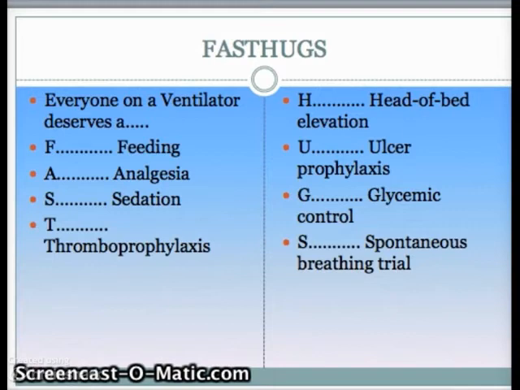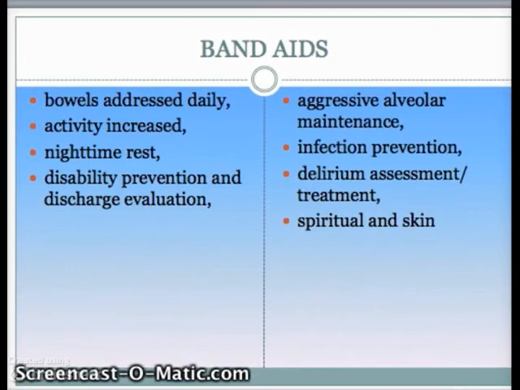Things to think about for these patients: feeding, analgesia because they still may be in pain, sedation, preventing thrombophlebitis, head of bed elevation, ulcer prophylaxis, making sure that they have good glycemic control, because even though a patient is not diabetic, the higher their blood glucose level goes in response to stress, the worse they heal. They also will give these patients spontaneous breathing trials to get them off the vent as soon as possible.